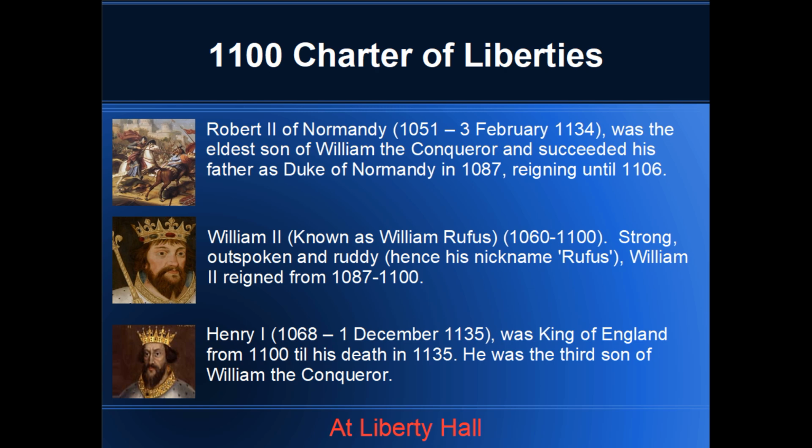Robert II of Normandy, 1051 to the 3rd of February 1134, was the eldest son of William the Conqueror and succeeded his father as Duke of Normandy in 1087, reigning until 1106. William II, known as William Rufus, 1060 to 1100. Strong, outspoken, and ruddy, hence his nickname Rufus, William II reigned from 1087 to 1100. Henry I, 1068 to the 1st of December 1135, was King of England from 1100 till his death in 1135. He was the 3rd son of William the Conqueror.